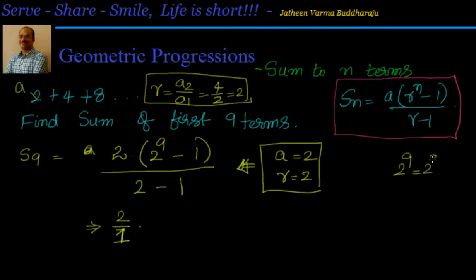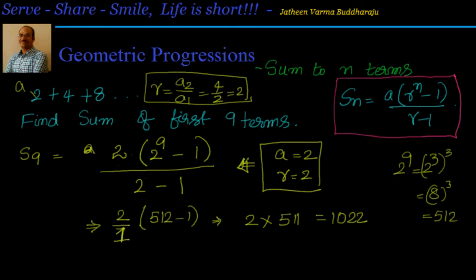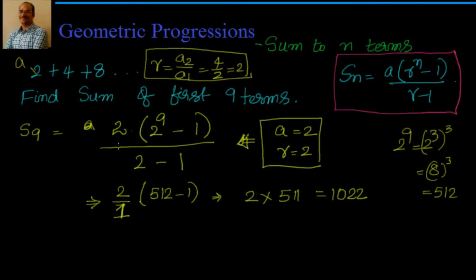2 power 9 is 2 cube whole cube. That's nothing but equal to 8 cube. That's equal to 512. 8 8s are 64. 64 8s are 512. That's nothing but equal to 512 minus 1. So 2 into 511. That's nothing but equal to 1022. So the sum of first 9 terms of a geometric progression is nothing but equal to 1022.